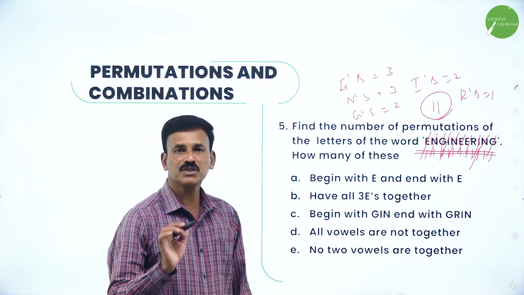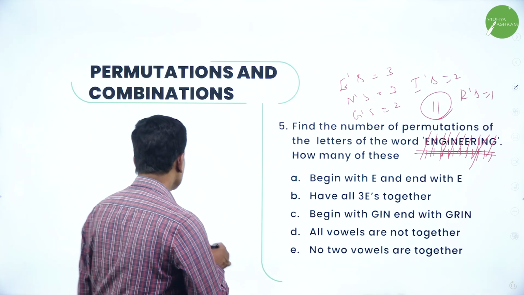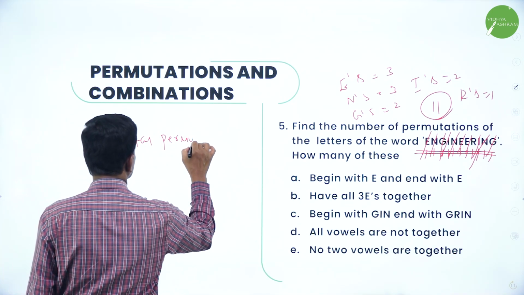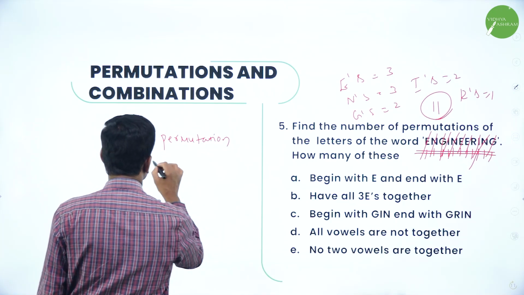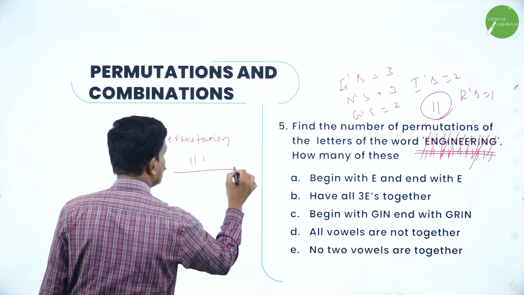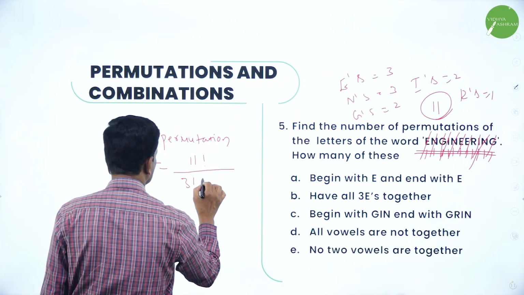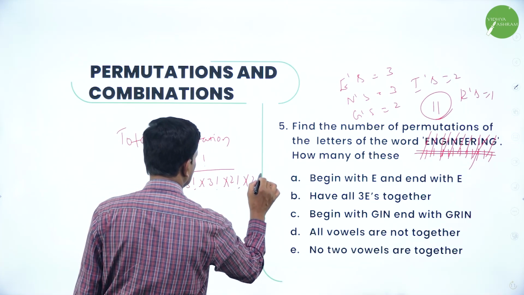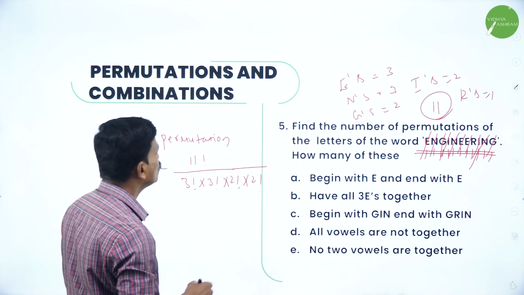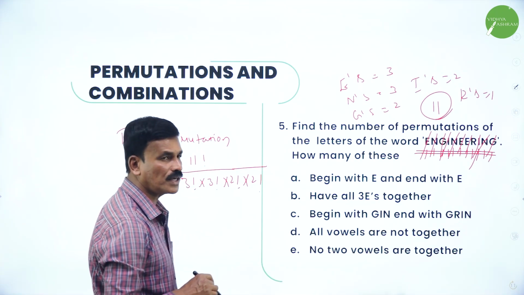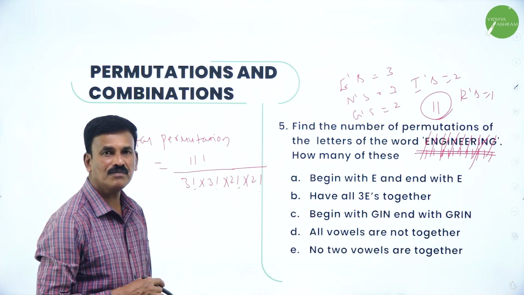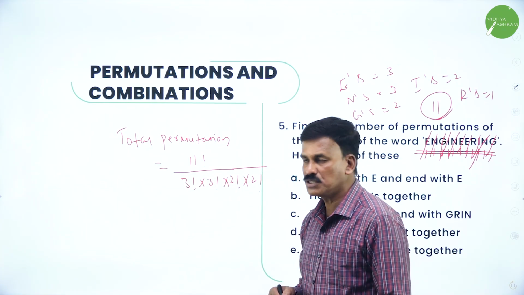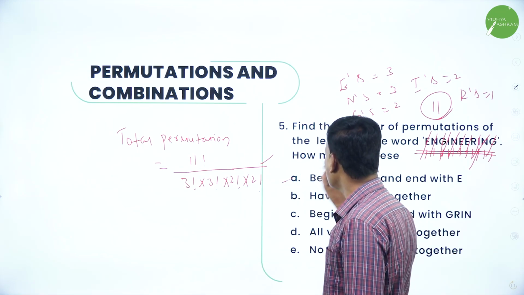So now first find out the total permutation with these letters. Therefore, the total permutation is equal to 11 factorial divided by 3 factorial into 3 factorial into 2 factorial into 2 factorial into 1. Now let us move on to the first one.